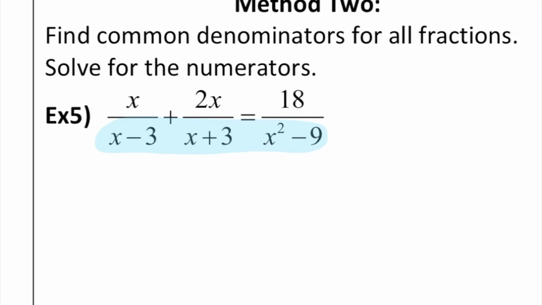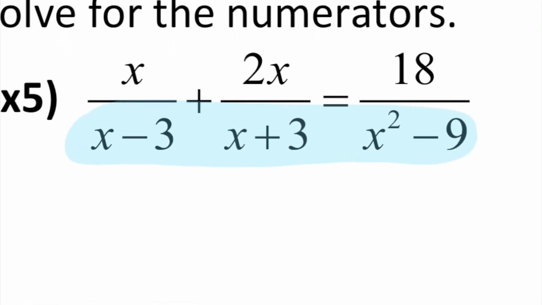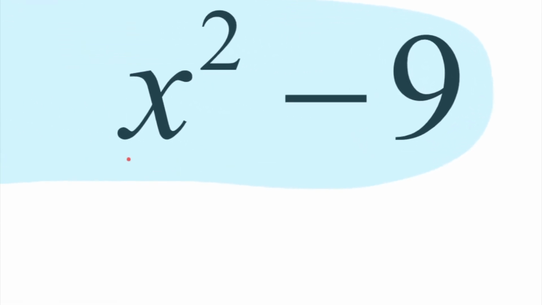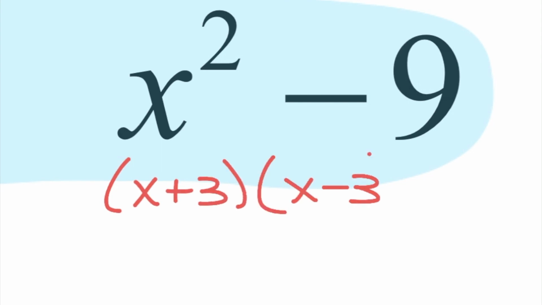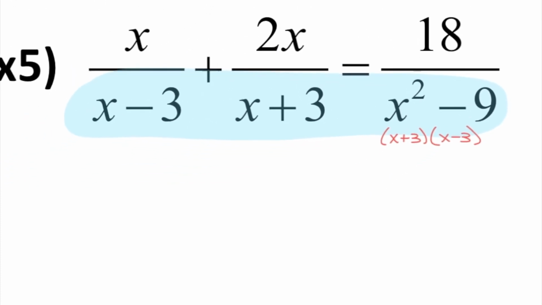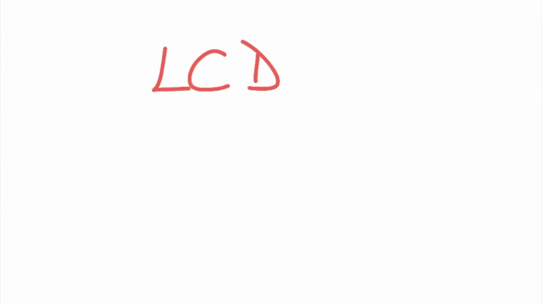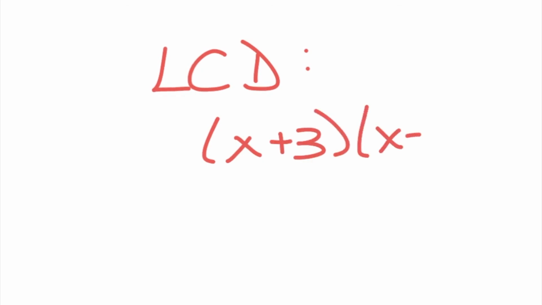First of all, you should notice that the last denominator, the x squared minus 9, can be factored. So x squared minus 9 is x plus 3 times x minus 3. And when I look at the other two denominators, I can multiply the first one by x plus 3. I can multiply the second one times x minus 3. So x plus 3, x minus 3 is my least common denominator. I'm going to write that off to the side. So x plus 3 times x minus 3 is my least common denominator.